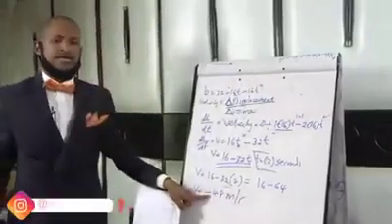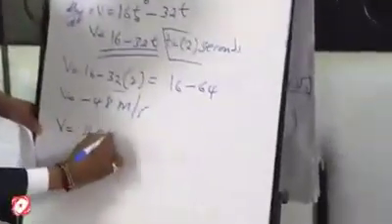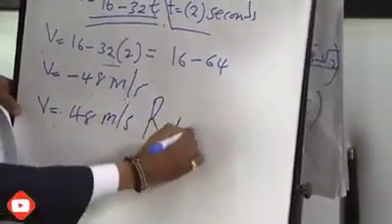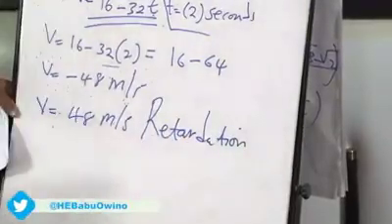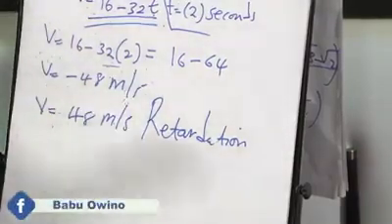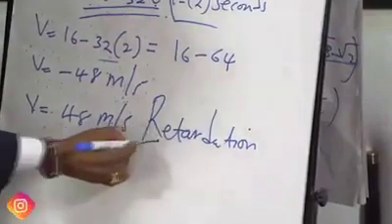But because it is negative, you write your answer as velocity equals 48 meters per second retardation. It was retardation, to take care of the negative, because he was slowing as he was going down. The velocity wasn't increasing. So it's retardation.